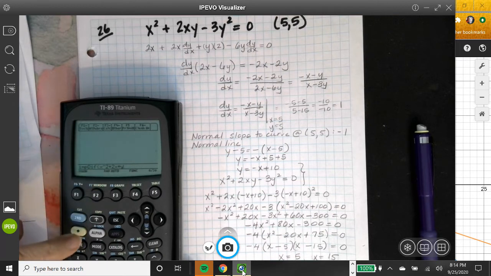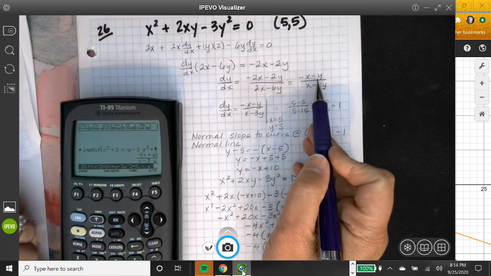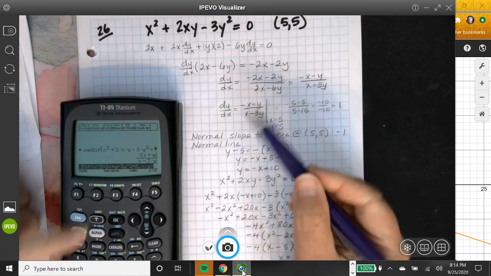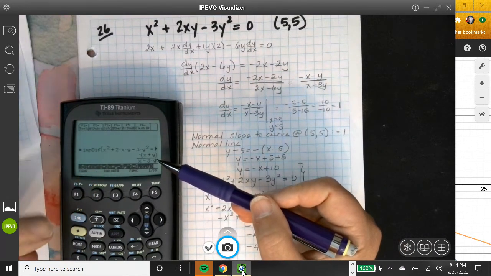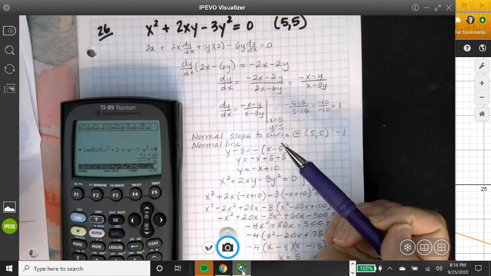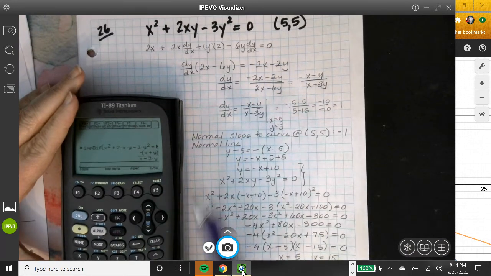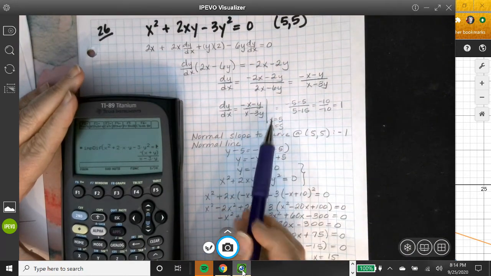Because they're two variables. Minus 3y to the second equals 0, comma, independent variable, comma, dependent variable, close, and let's see if we get the same derivative. Do we? Well, mine was negative x minus y over x minus 3y. And sure enough, they have it in factored form in the numerator, but that's equivalent, certainly is equivalent.